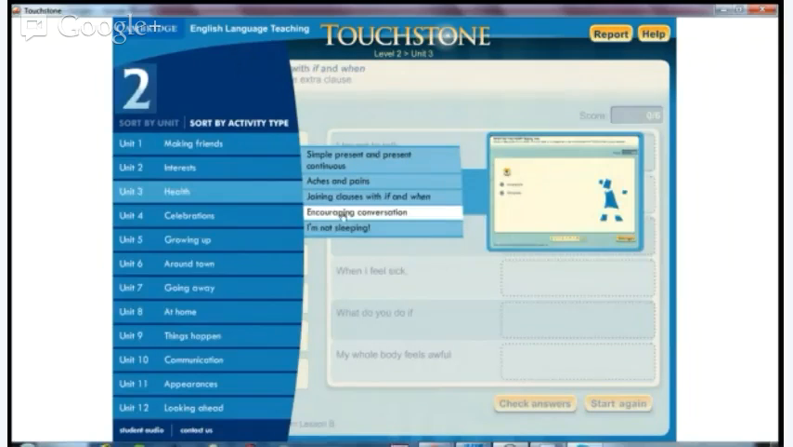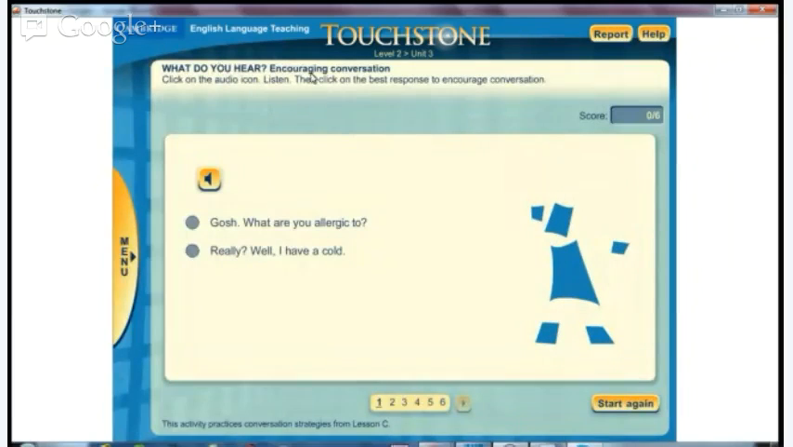Now, health. Joining clauses. Encouraging, this is very important. Encouraging conversations. What do you hear? Now, click on the audio icon, listen, then click on the best response to encourage the conversation. Remember, the best way to encourage a conversation is by asking open questions like what, where, why. All right, now you're going to listen here to the comment, and then try to ask the best follow-up questions. Okay, here you go.